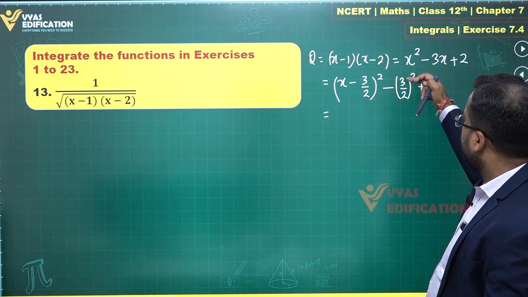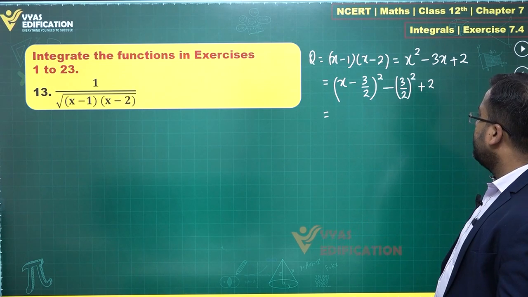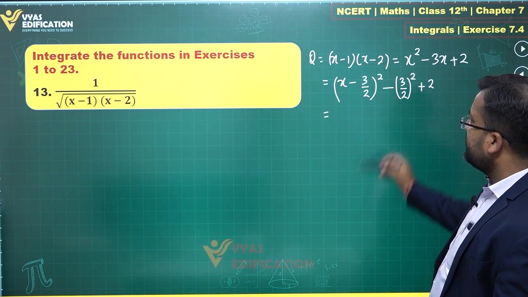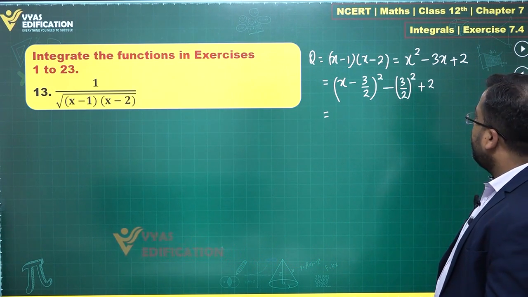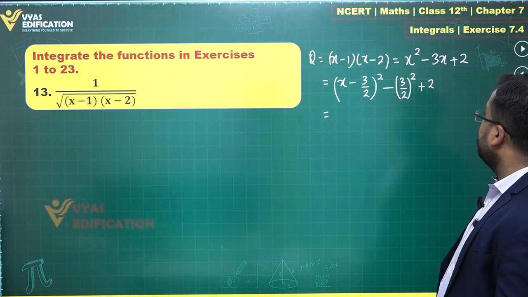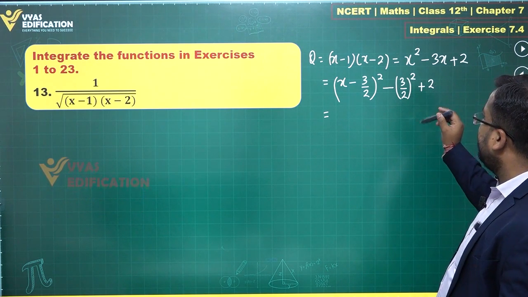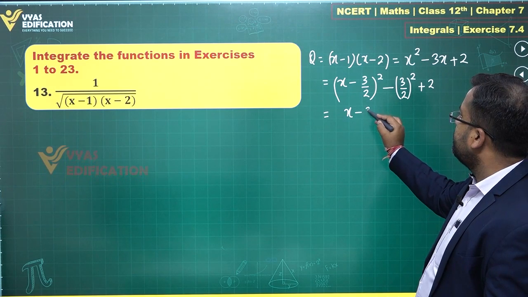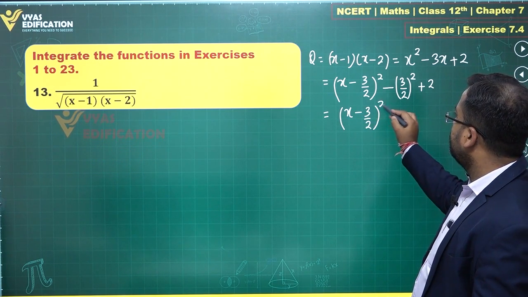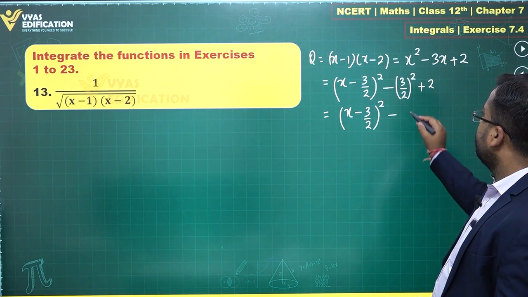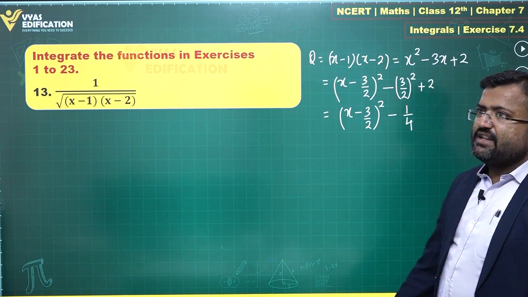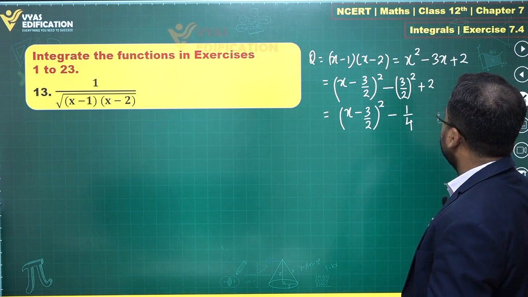This simplifies to what? This is 9 by 4 with a minus. Sorry, this is actually 4 times 2, 8. 8 minus 9 by 4. So, this becomes x minus 3 by 2 squared minus 1 by 4 is what will remain, right? Minus 9 plus 8 is minus 1 by 4. This is what you get.